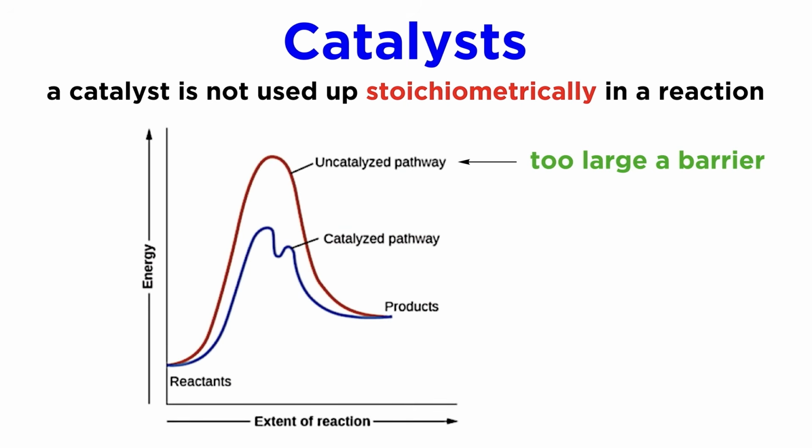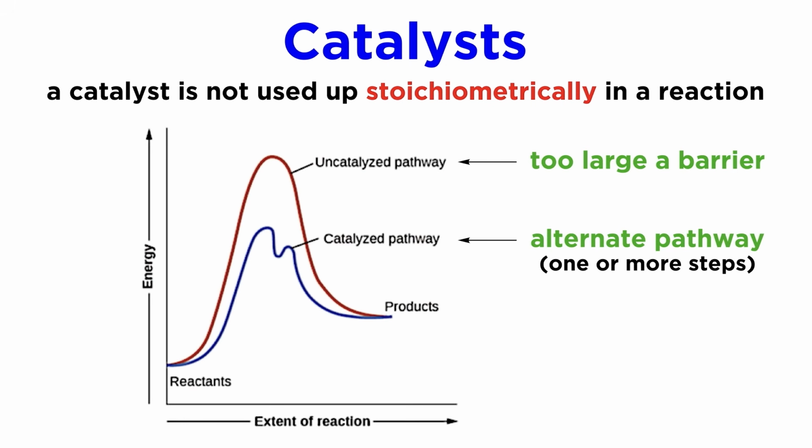Some reactions that would normally have an activation energy too high for the reaction to proceed will proceed readily in the presence of a catalyst because the catalyst offers an alternate pathway. Whatever this alternate pathway provided by the catalyst may be, it could have just one step, like the uncatalyzed reaction, or it could be a multi-step pathway, as is shown here. But no matter what, the activation energy will be lower.